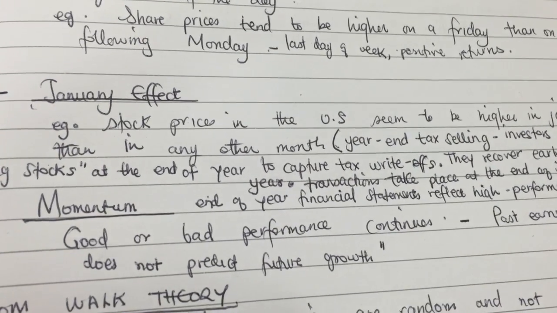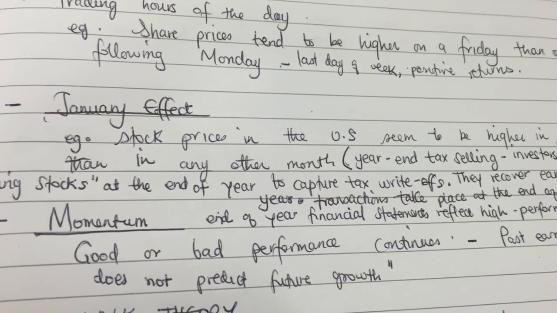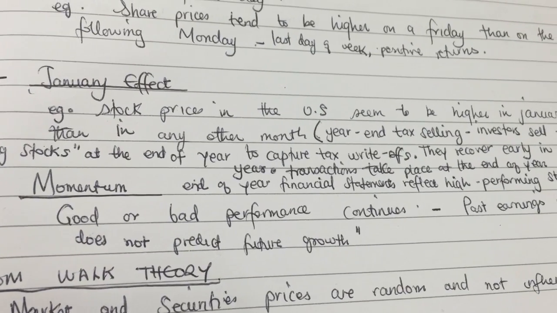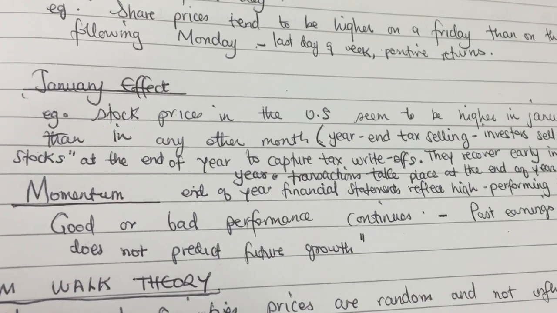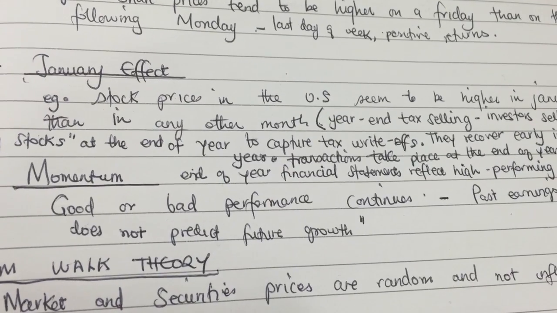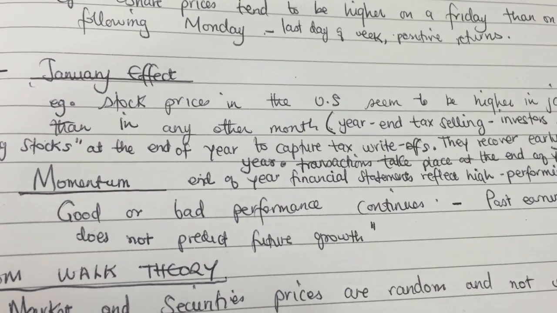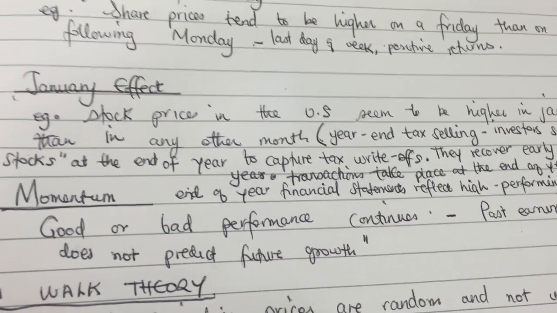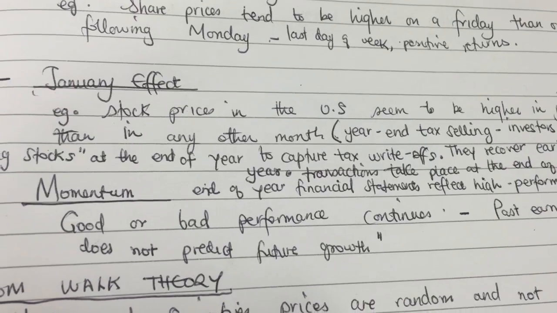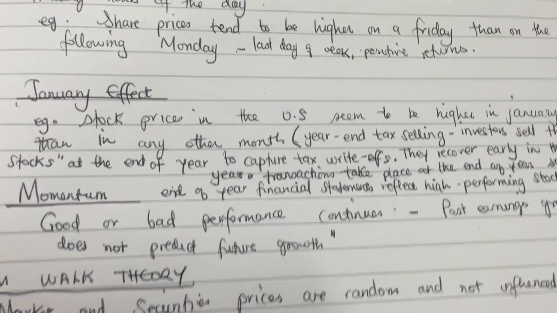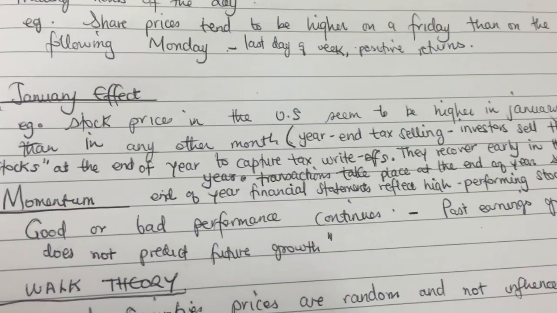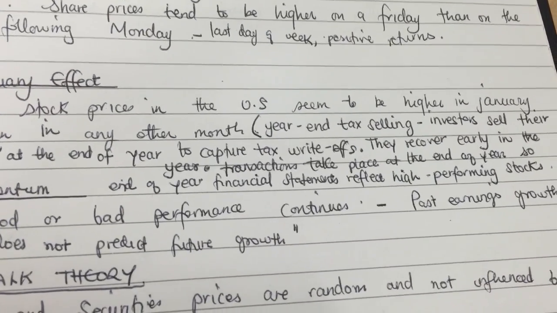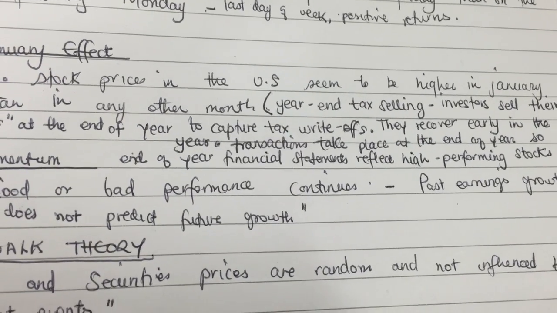So now we move to the second one, which is January effect. And it also comes in the exam. So she can say that stock prices in the US seem to be higher in January than any other month. So as soon as you see that January effect, it clicks into your head that it is weak form efficiency. And in my research, the reason for that is because of year-end tax selling.